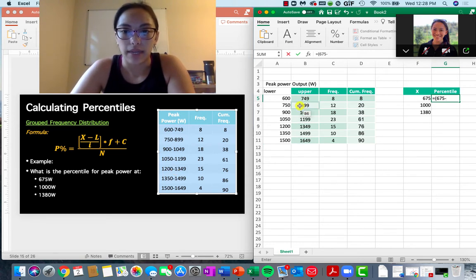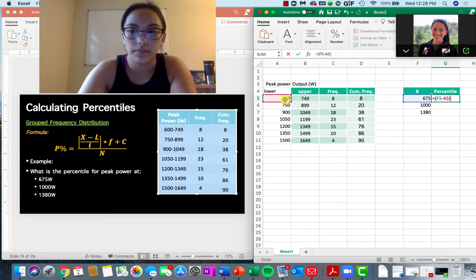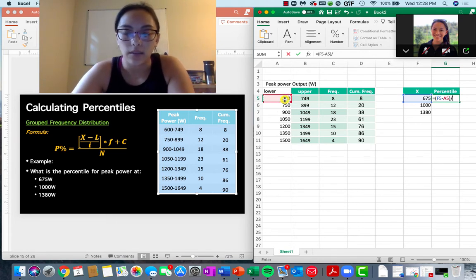minus the lower bound that it falls within, which is between 600 and 749. So the lower bound would be 600, right? And we can type this or we can use cell references, which I think I would rather do. Okay, so 675 minus 600, okay, that's going to be divided by the interval size.